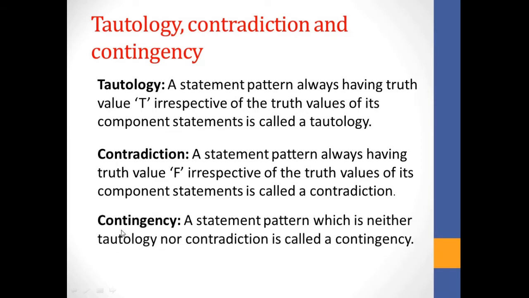And last one, contingency. A statement pattern which is neither tautology nor contradiction is called a contingency. It means if you get that last column of the truth table containing some values of T and some values of F, then it is called a contingency. We will discuss this by example so that you get a clear idea about all three types of statement patterns. So now let us discuss one by one.